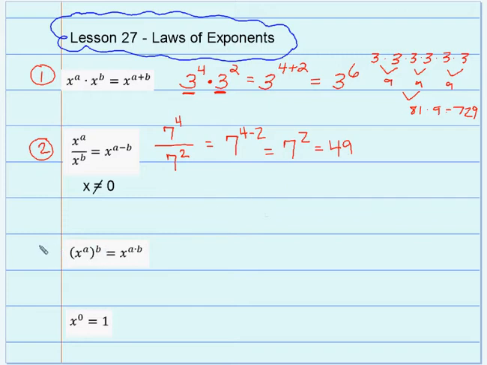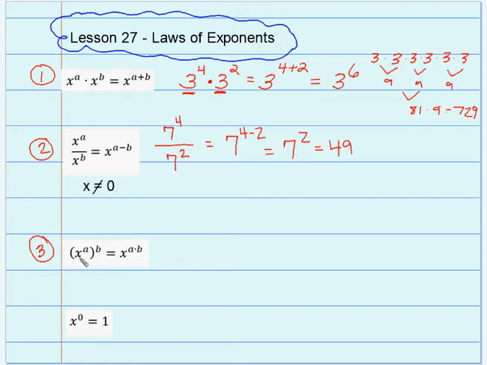Okay, this next law that we will talk about is if we have x to the a power, and that is all to the b power. So we have the quantity x squared, or x to the a power to the b power. We have a power to another power. When that happens, you take the base and you multiply your exponents.